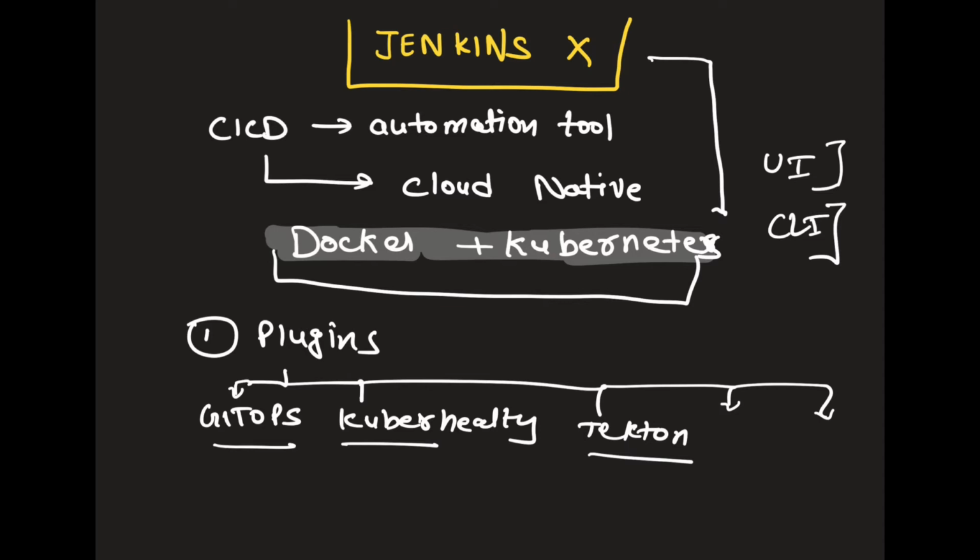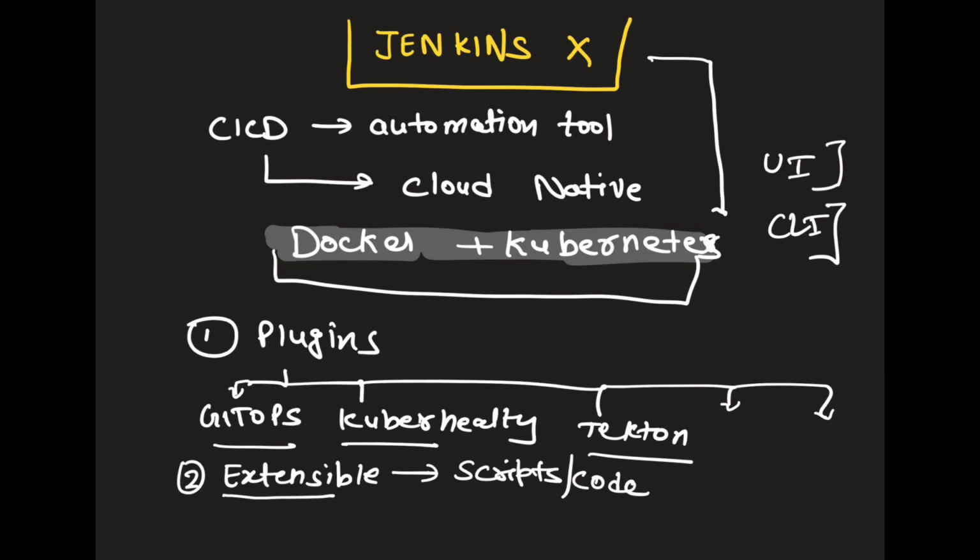The first way I talked about is plugins, and the second way I want to tell you about is extensibility. Extensibility means that if you don't want to leverage any plugin, but rather you want to provide your own scripts or code in your CI/CD pipeline, your own custom code, custom script, you can bring that through the use of extensions. So it is very much extensible. You can bring your own code or scripts and embed them into the CI/CD pipeline for deployment of your cloud native applications.